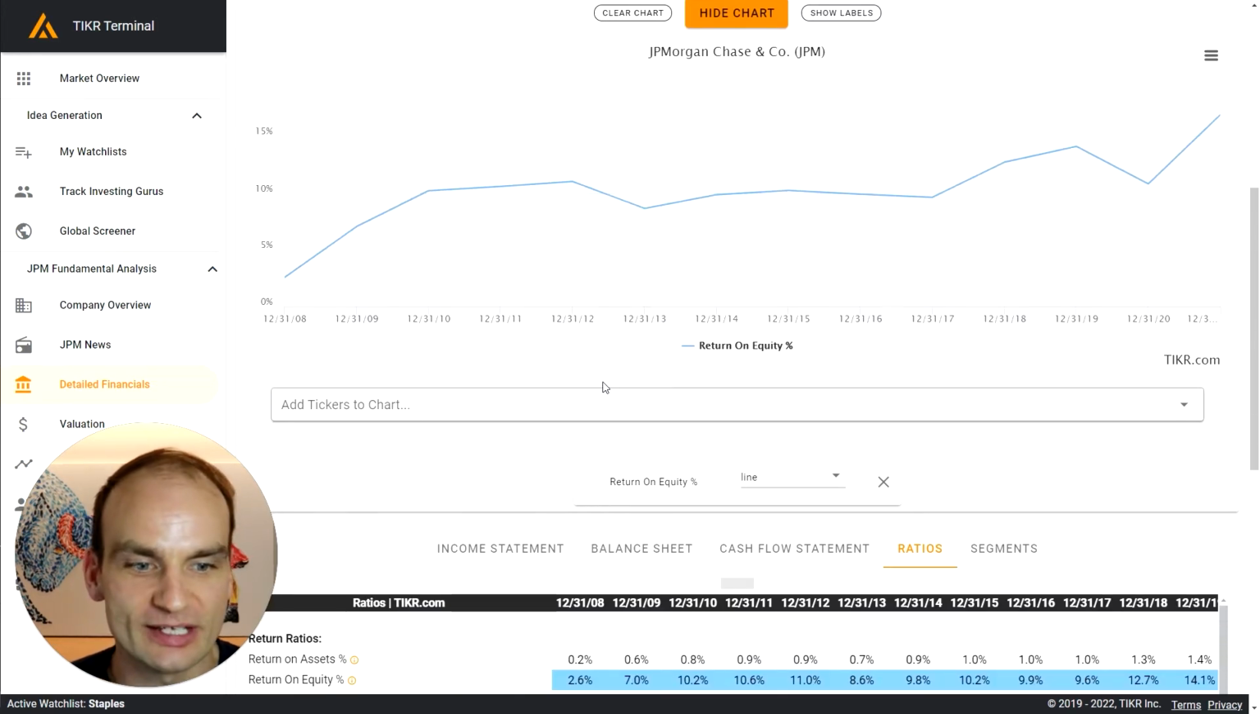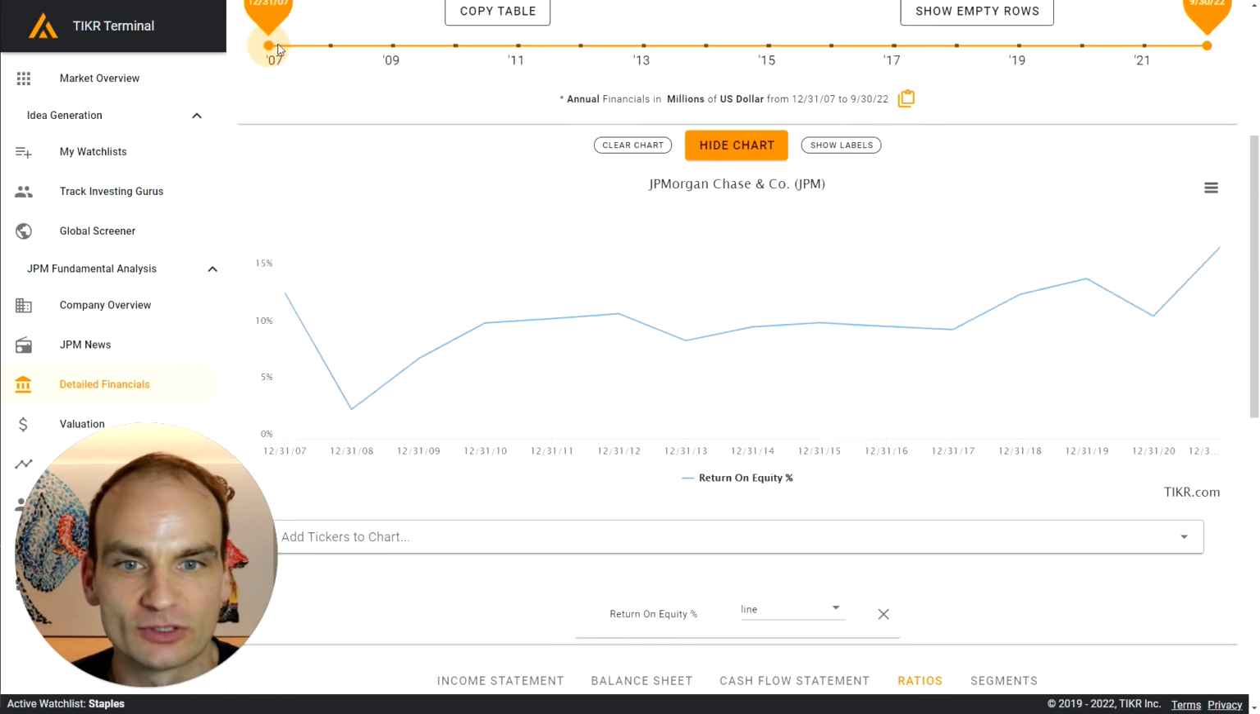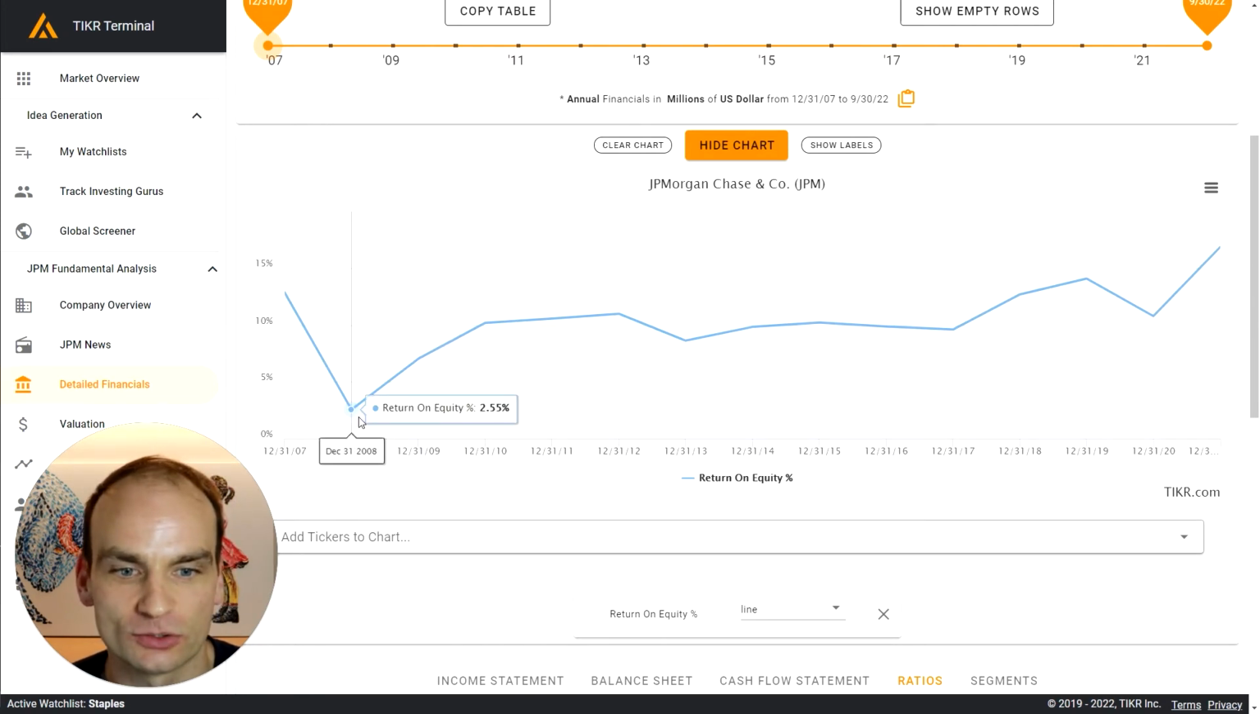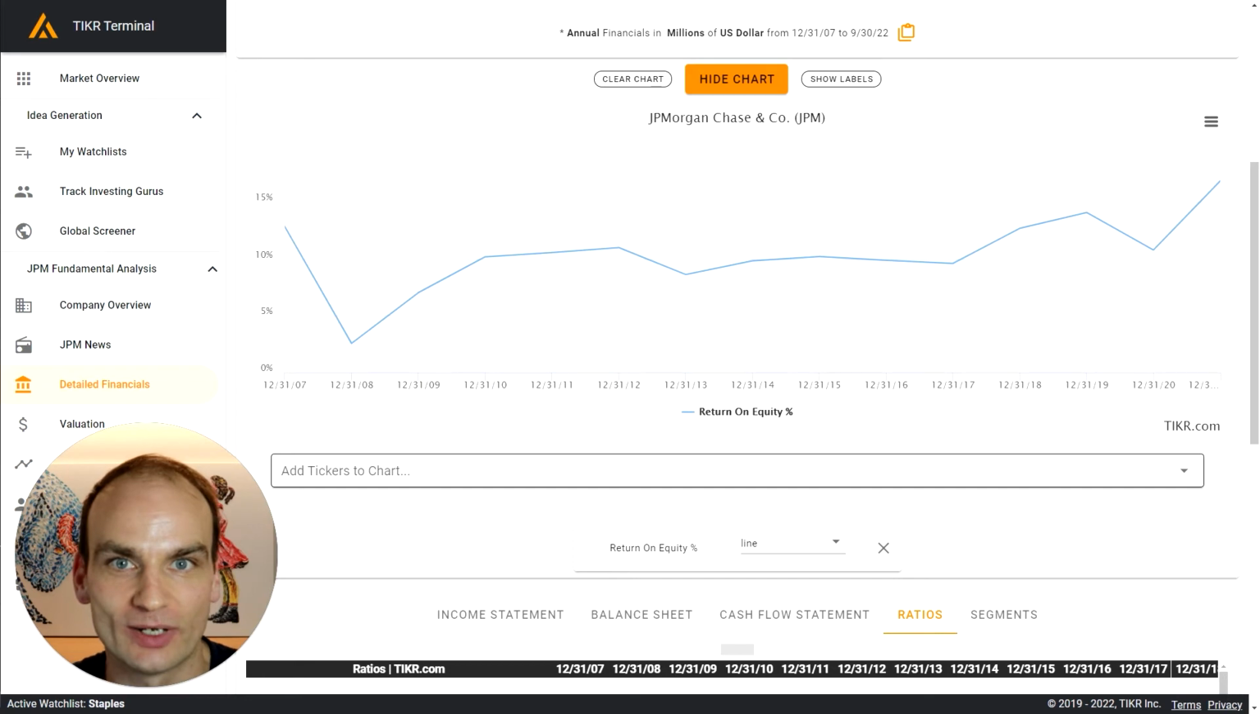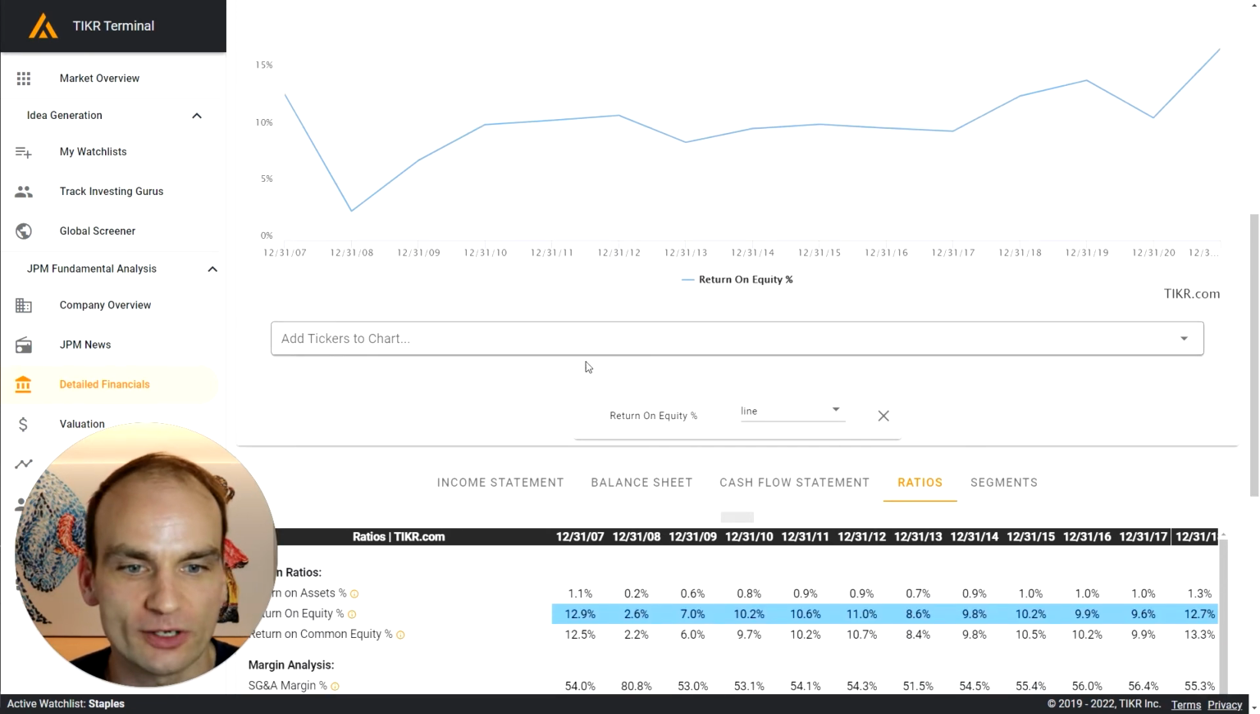What we can see here is that historically, over the past 15 years, JP Morgan has been performing consistently well, including during the global financial crisis. It was still generating a positive return on its equity. However, how profitable is it relative to its peers? How efficient is the management? Every company has a book value, a book value of shareholder equity. How much profit are they able to generate on top of that book value? That's what we're measuring. So we've got return on equity up here.